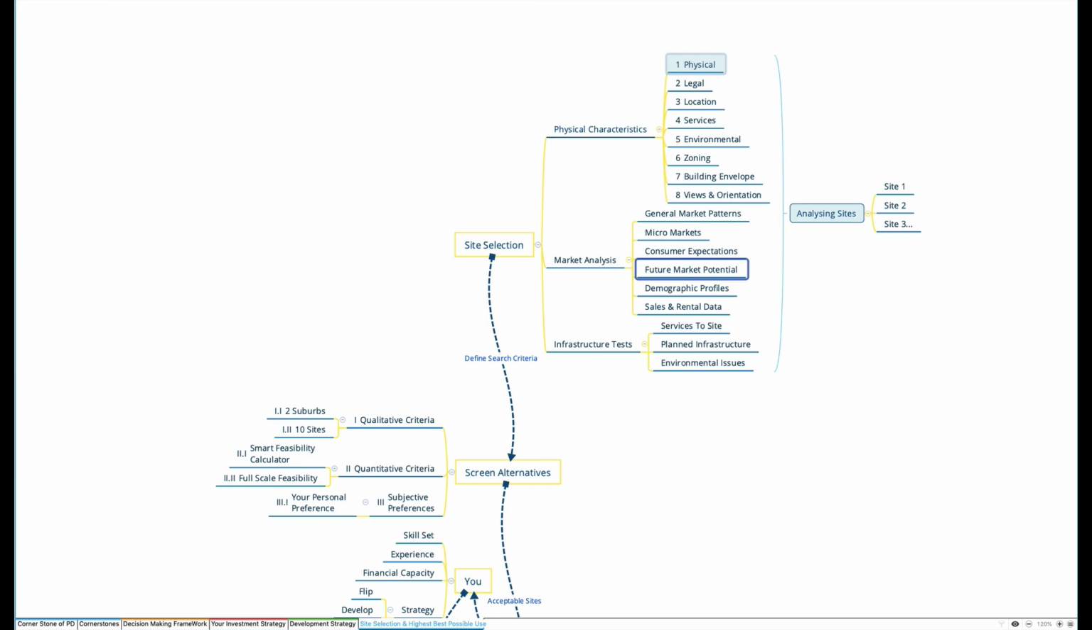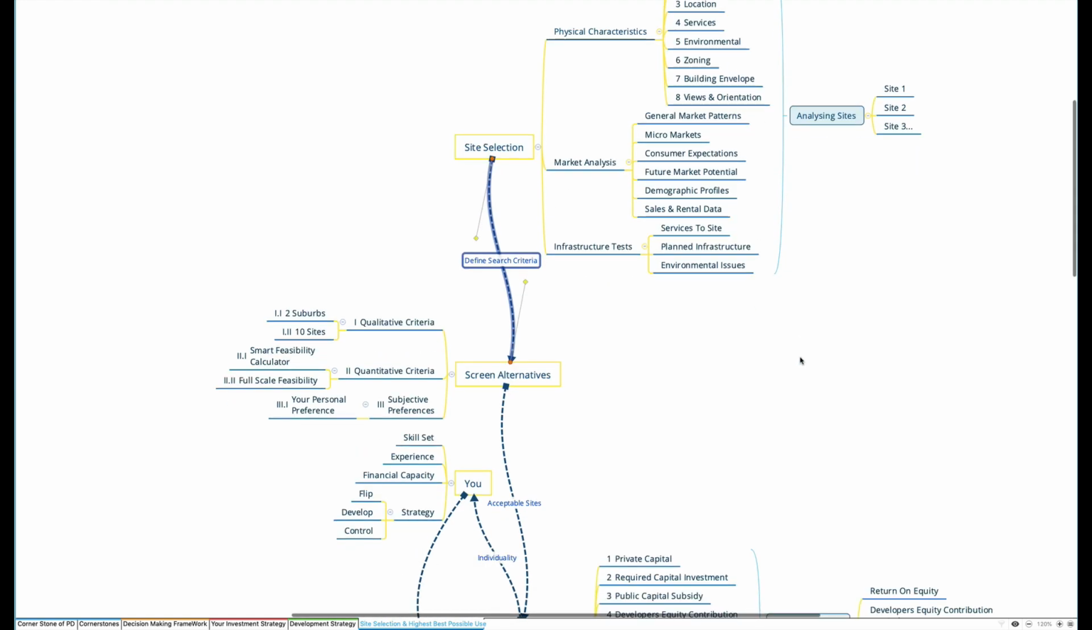Future market potential, demographic profiles, the sales and rental data, infrastructure tests, for example, are there services to the site? Is there planned infrastructure that's coming to or close to the site that you are developing, and different environmental issues. Once you've gone through all of these, you can then analyze site 1, 2, 3 and shortlist them, which basically helps you define your search criteria.